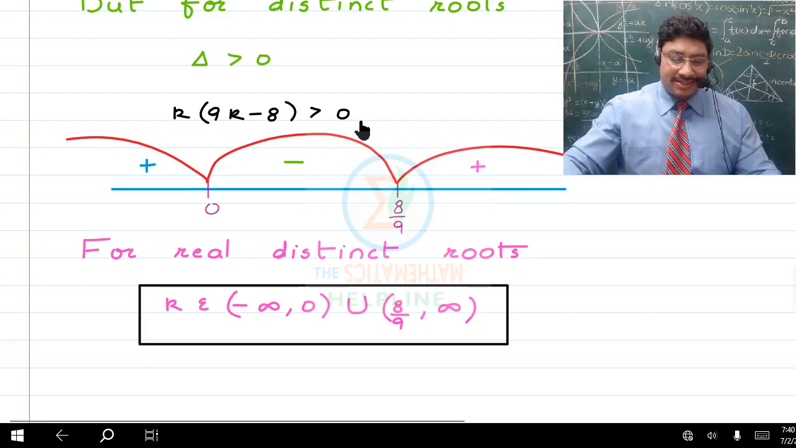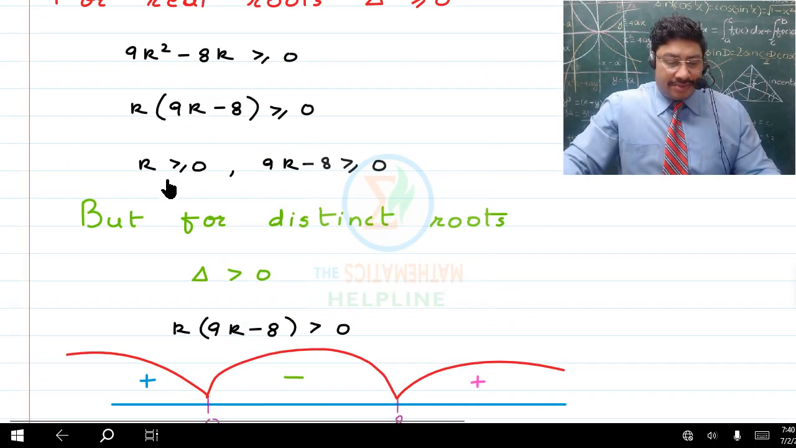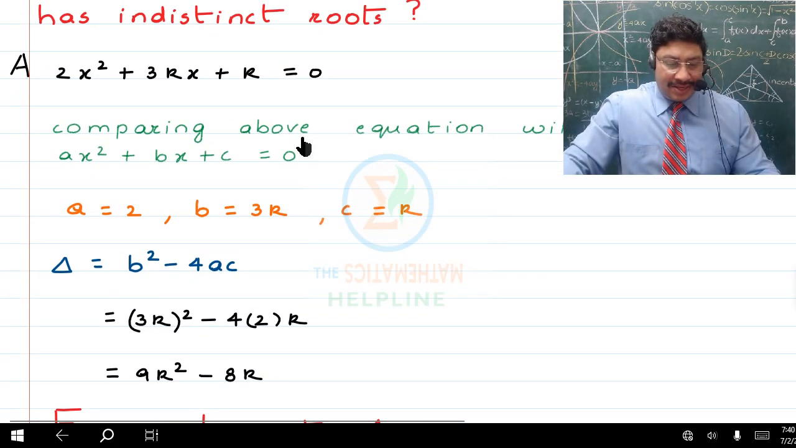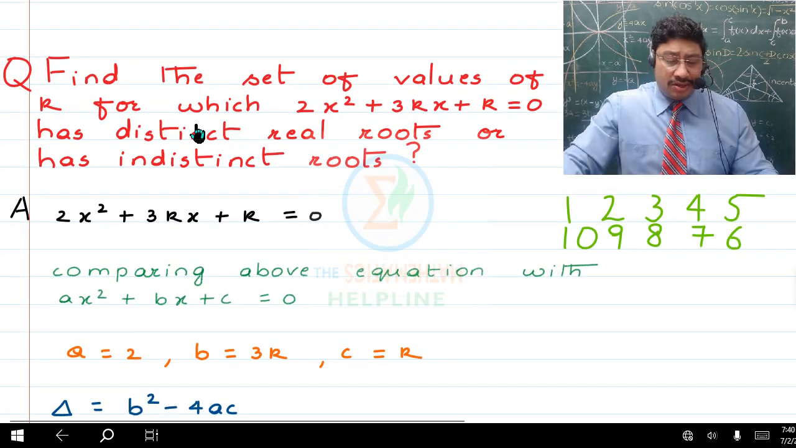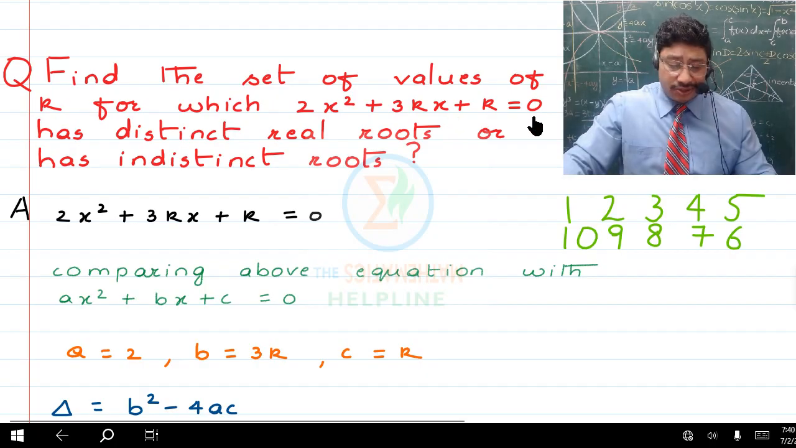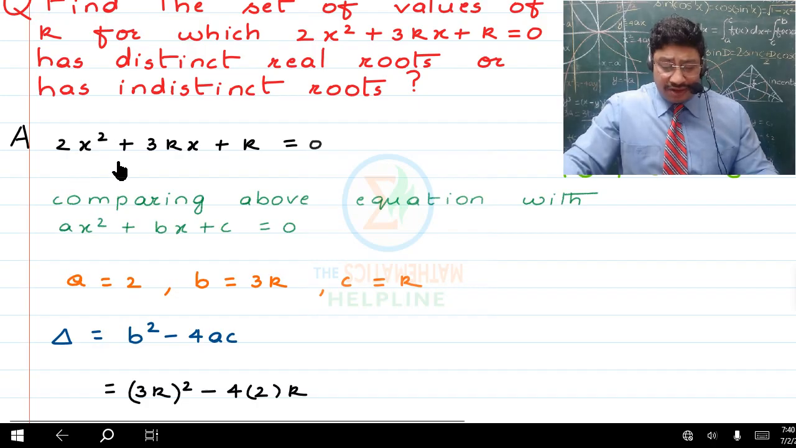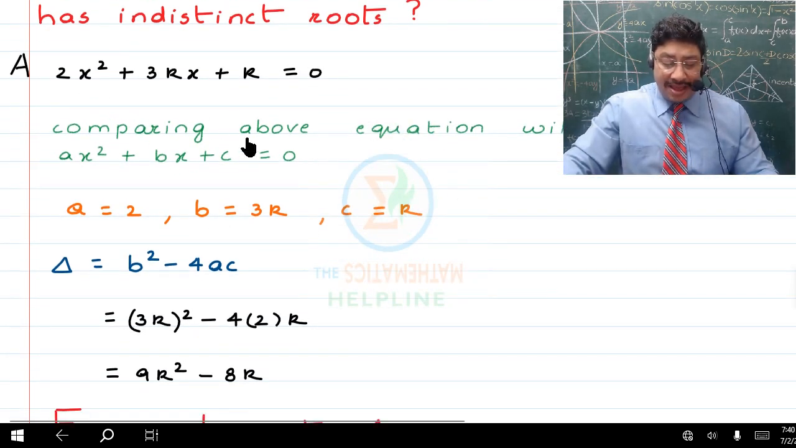So I'll just quickly discuss this all over. Here, I'm sure you must have learned a lot of new things, but it is interesting, isn't it? So here in the question, children, we've been told that you got to find out the set of values of k for which 2x square plus 3kx plus k is equal to 0 has distinct real roots. So what you do is you first pick up this equation, and then you compare it with the general quadratic equation, that is ax square plus bx plus c is equal to 0. You get the value of a, b, and c, right?